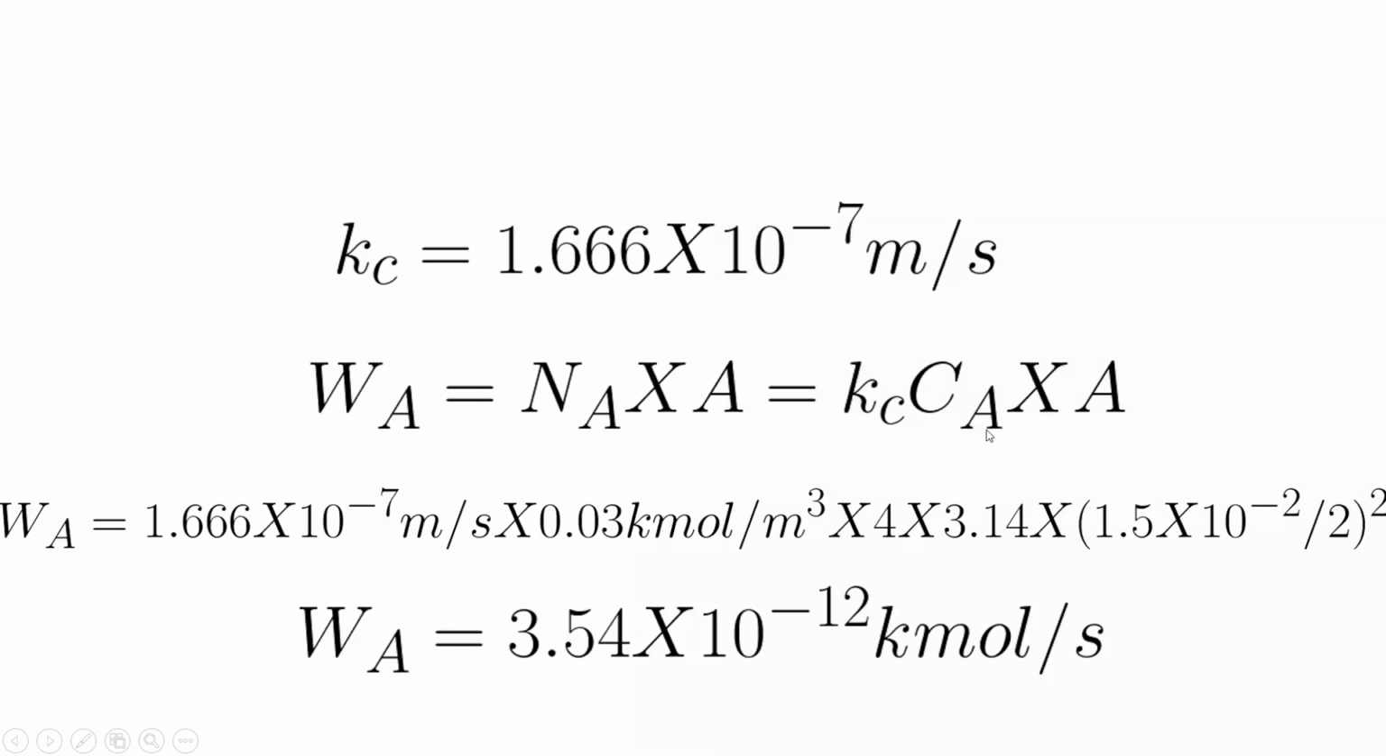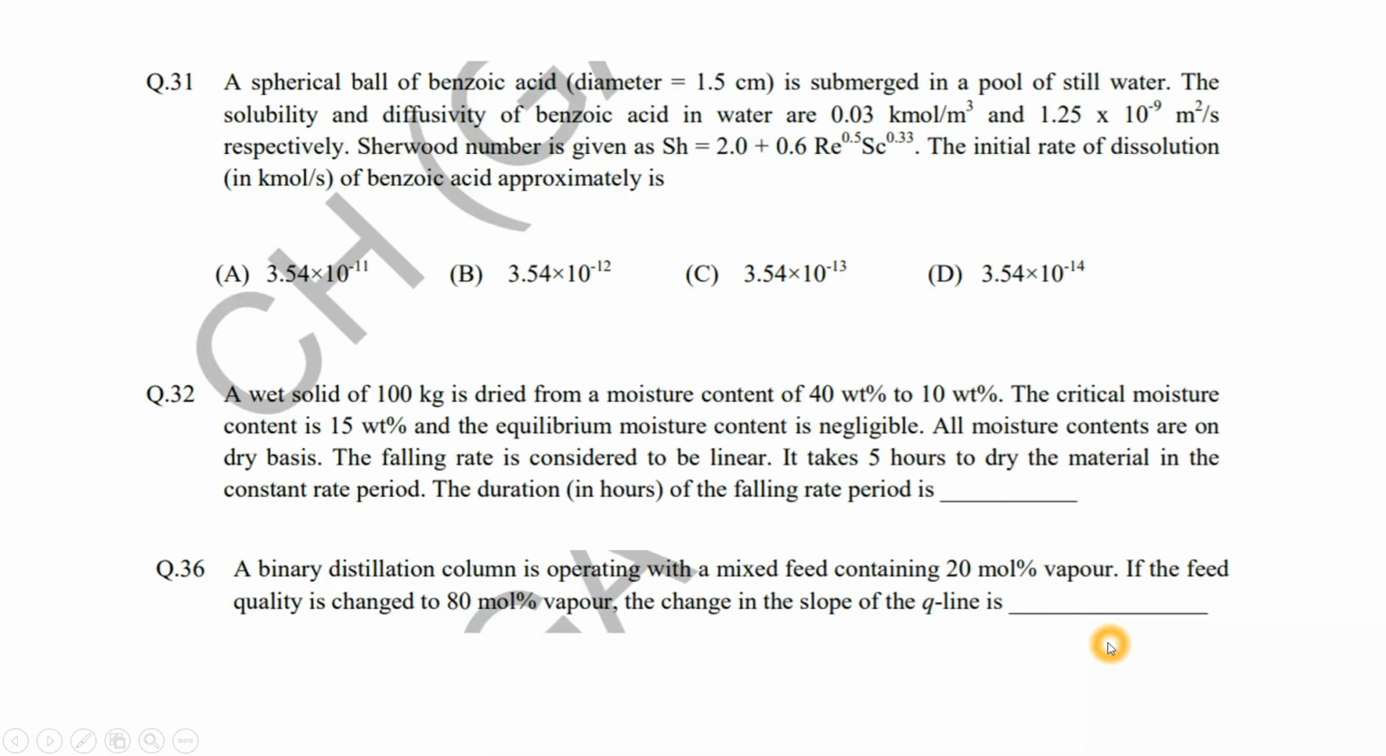So Kc we have, Ca is 0.03 kilomole per meter cube, and surface area of the sphere is given as 4 pi r square, right? So 4 into 3.14 into 1.5 into 10 to the power minus 2, that is in meter, divided by 2, whole square. After solving we will get 3.54 into 10 to the power minus 12 kilomole per second. This is the initial dissolution rate. So from this, option B is correct, right?